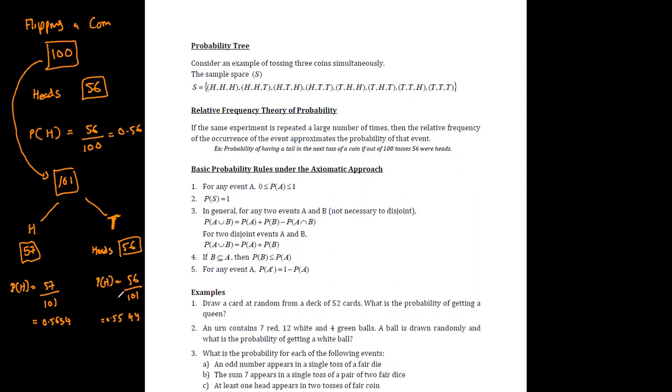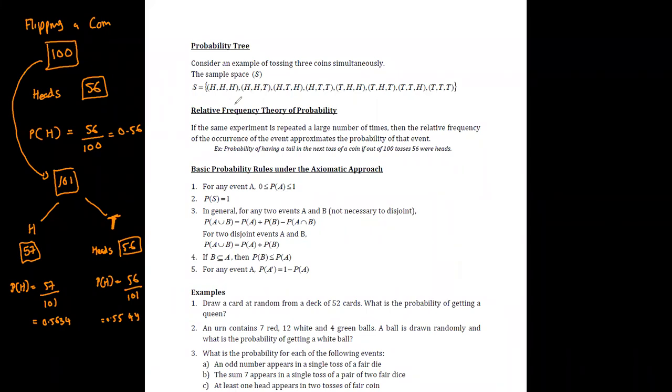Therefore, since we have repeated the experiment a large number of times, the probability value has become limited. Since it tends to a limiting value, such a value is said to be the probability of that event. This is called the relative frequency theory of probability.